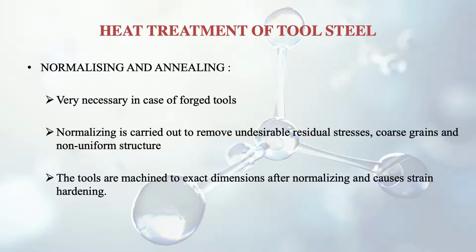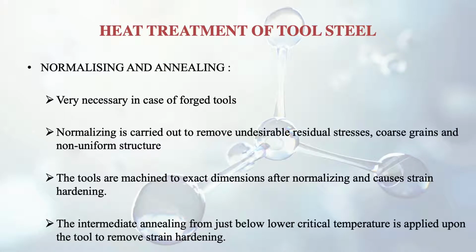The tools are machined to exact dimensions after normalizing, and this causes strain hardening. So after the normalizing process is over, the tools are machined, because they have to be made to certain exact dimensions, and due to this machining another defect comes in, that is strain hardening, and it can be detrimental for certain things.